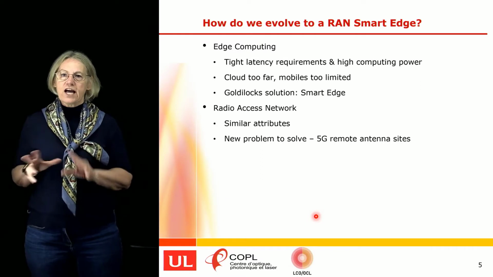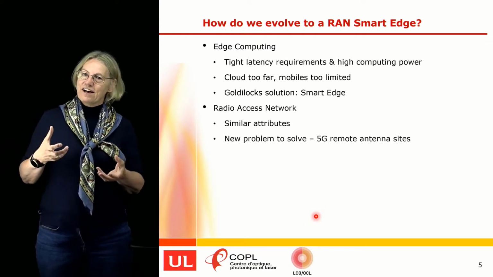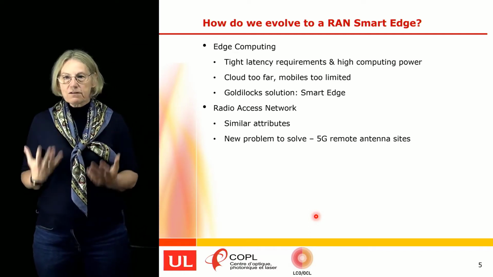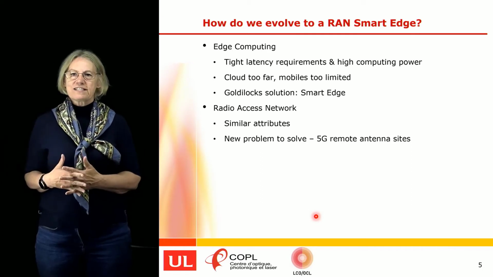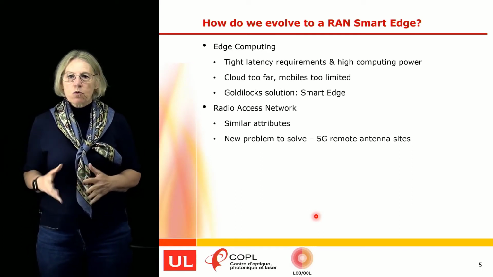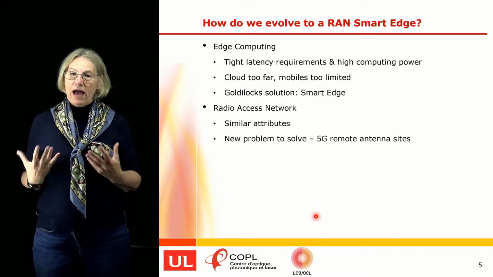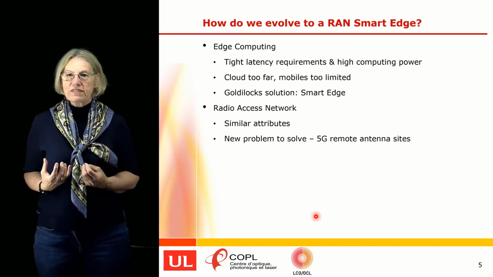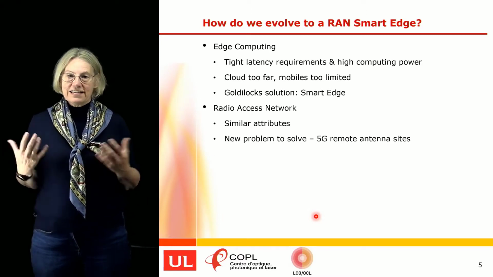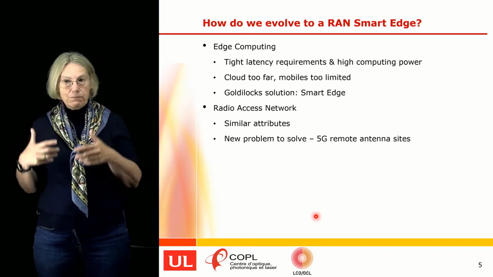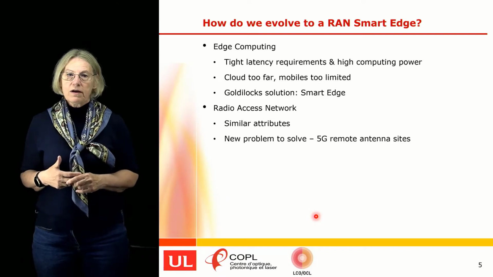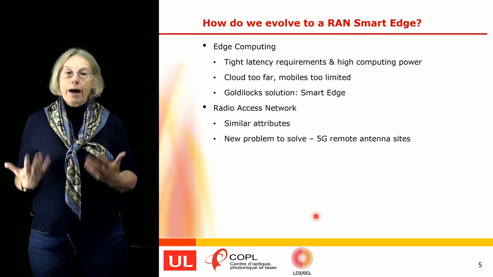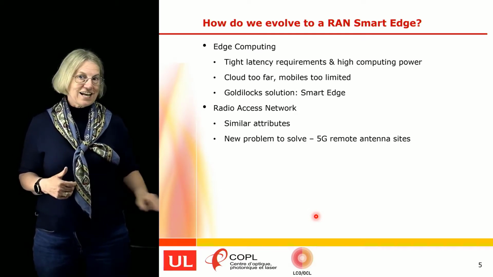So we're looking for a Goldilocks solution, something which has some computing power, maybe not as much as in the distant cloud, but still more than a mobile, and close enough so that these latency requirements can be respected. So we're looking at the configuration of a radio access network. So it's going to have similar attributes to what we think of with cloud processing at a distance, but now we're going to use this edge computing in particular for the radio signals. So the new problem that we have to solve with this smart edge is how to optimize the 5G remote antenna sites.